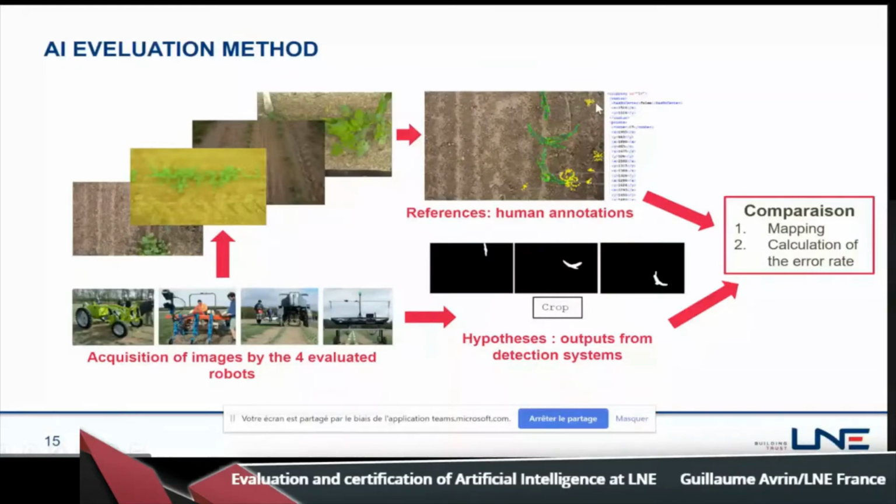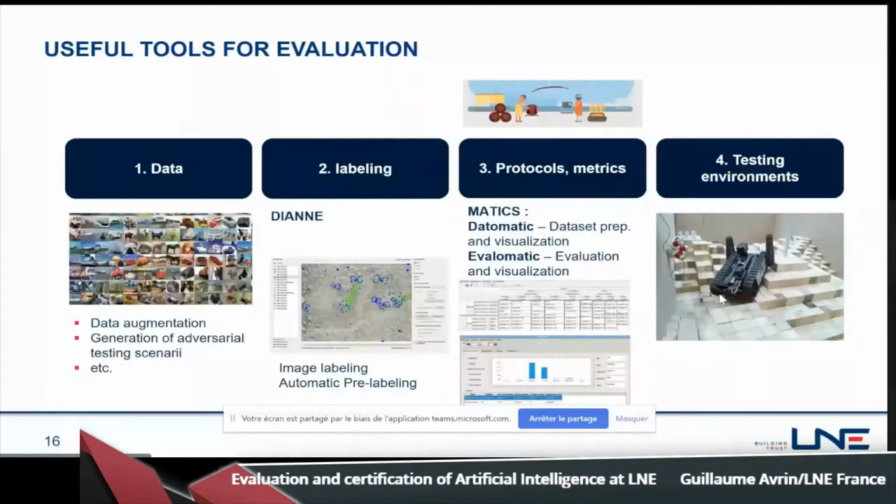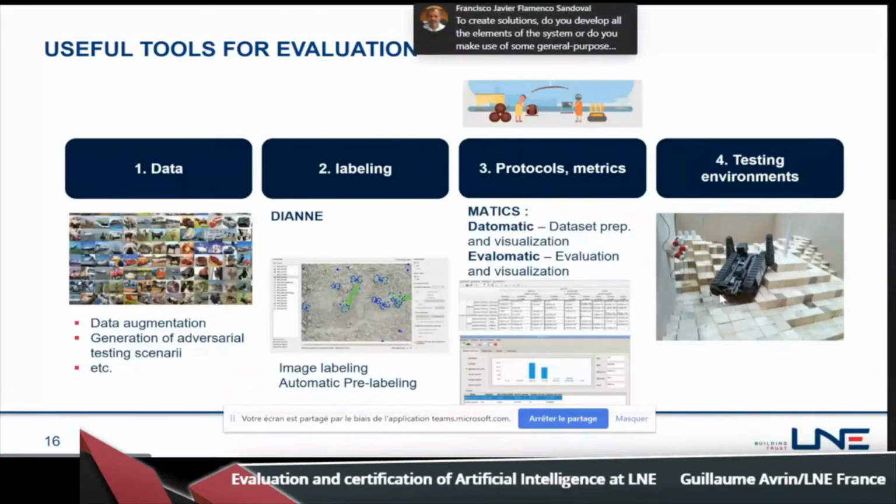And the other kind of tools that are useful for evaluation of AI are, as we say, the data sets. So we need data augmentation. Maybe you will also need to rely on new techniques that use artificial intelligence to generate what we call corner cases, adversarial attacks for the AI system, in order to precisely characterize the operating environment of this AI system. You will also need labeling tools to automatically apply the metrics to evaluate the performances of the system, develop the testing environment, and so on.